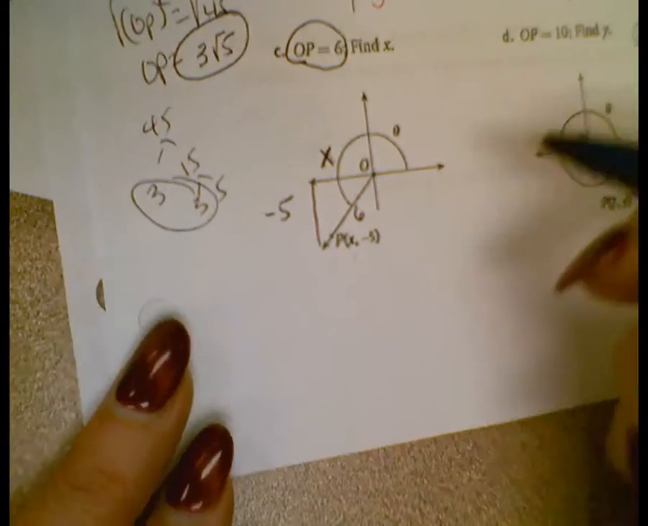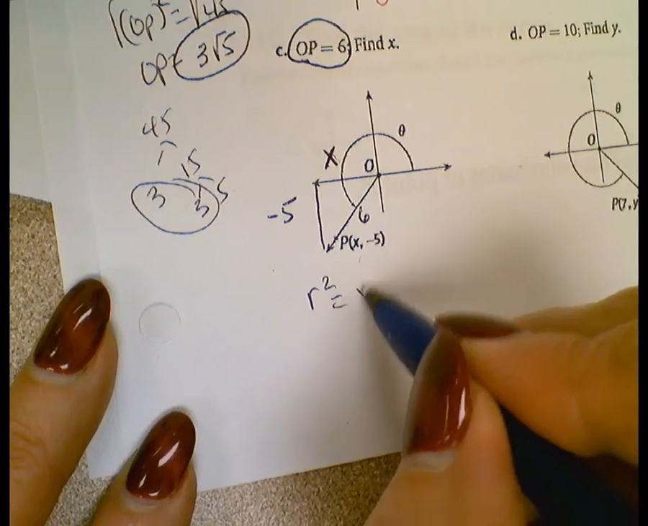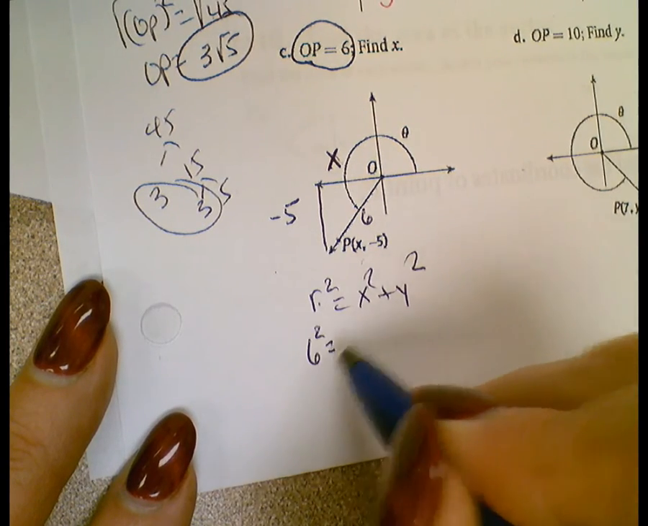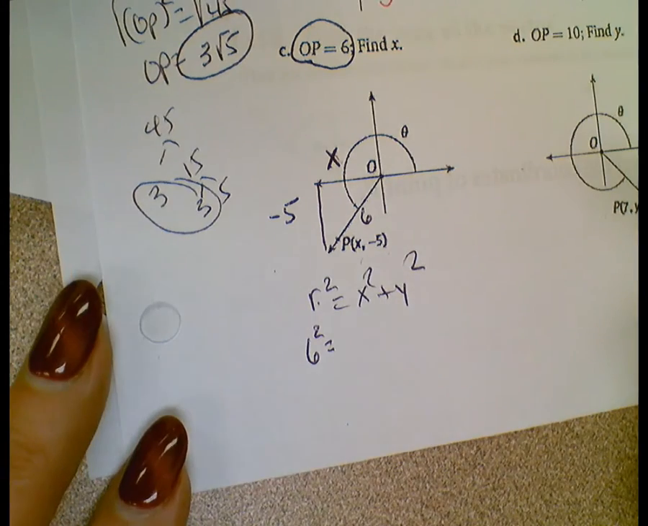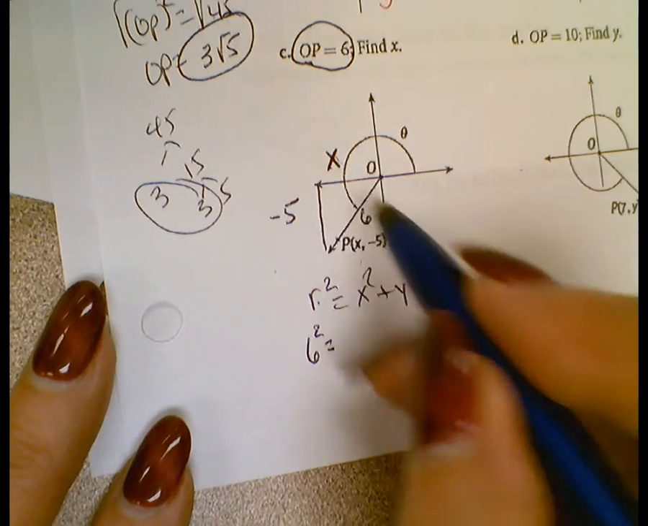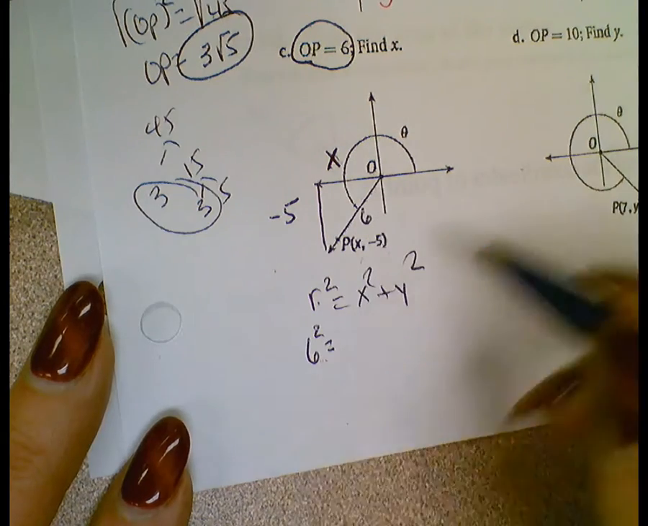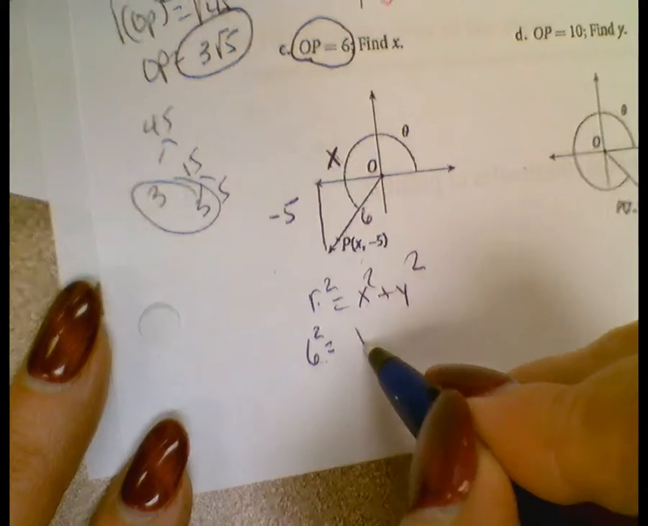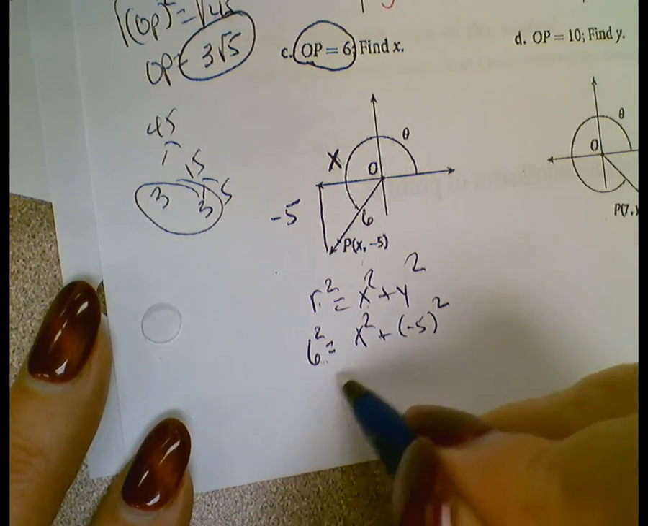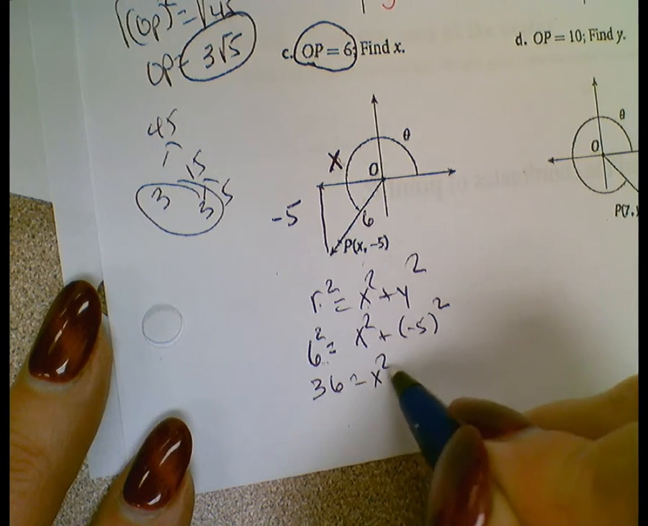So let's do this. Pythagorean theorem. So we have r squared equals x squared plus y squared. This time they gave us our radius. They said it was 6. Your radius and your hypotenuse will always be positive. The left and right, these left and downs could be negative, but the hypotenuse will always be positive. So x is, we don't know. Y is negative 5. Put that in parentheses. So this is 36 equals x squared plus 25.